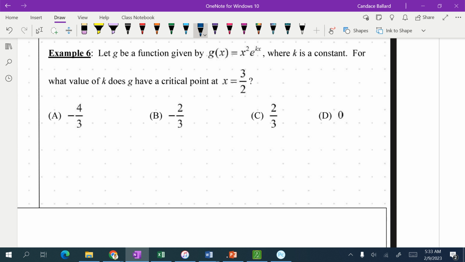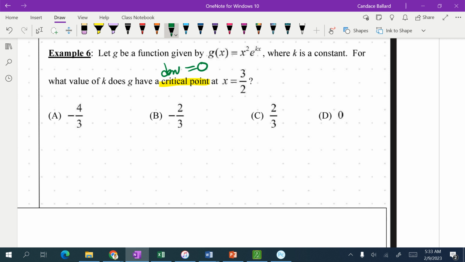So let g be a function given by g of x equals x squared times e to the kx, where k is a constant. For what value of k does g have a critical point at x equals 2 or x equals 3? I have critical point. We see that. We know that the derivative equals 0. So I got to find the derivative, set it equal to 0.